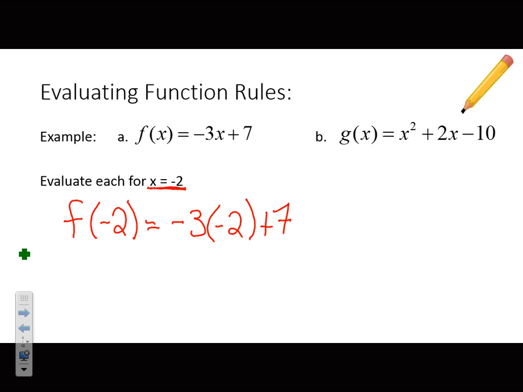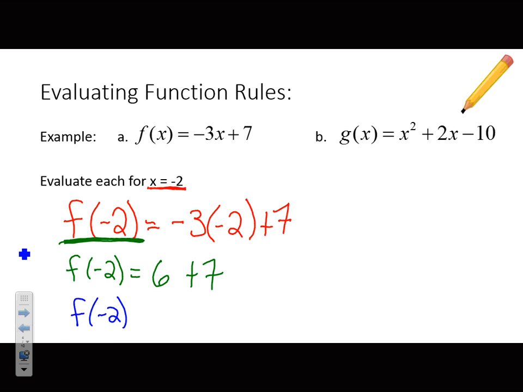Now this is very important. This is just the name, so it's going to stay that way all the way to the end. We're never going to change it after we put in our input value. So this is still going to be f of negative 2. And over here on the right, we're going to simplify. So negative 3 times negative 2, and we're going to get 6 plus 7. And then we're going to get our final answer. So the value of f at negative 2 equals 13. So whenever x is negative 2, our answer is going to be 13 for this rule.